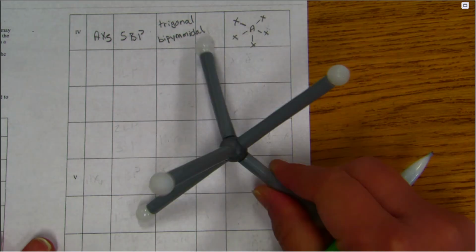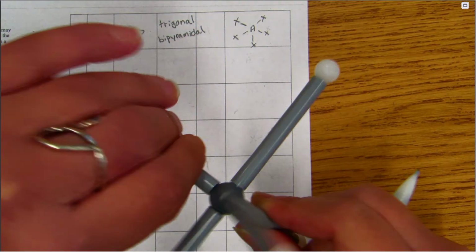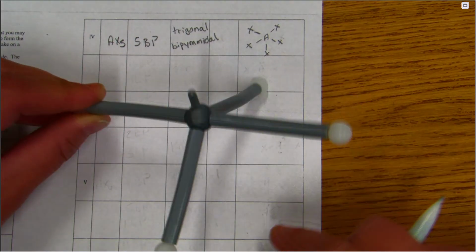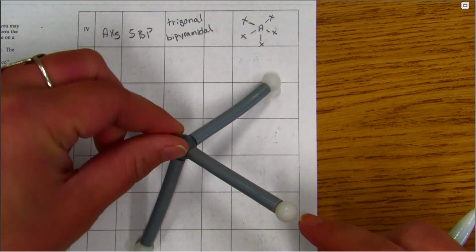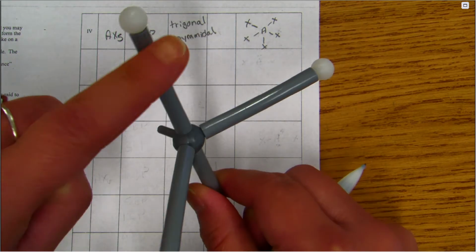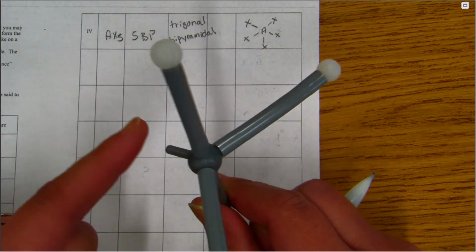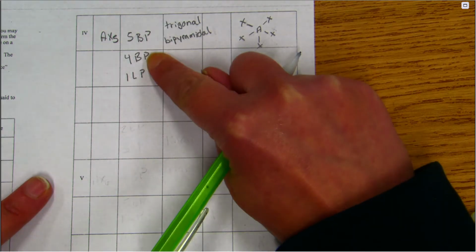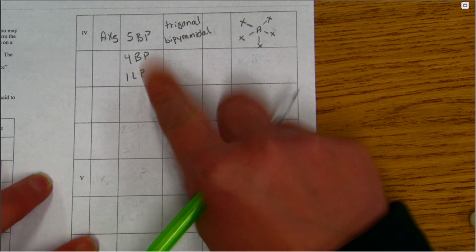Now let's say we take one of these bonding pairs away. Now I have a lone pair plus 1, 2, 3, 4 bonding pairs. So 4 bonding pairs and a lone pair. There's still five things around the central atom. 4 of them are bonds, 1 of them is a lone pair. This shape is called a seesaw. And when we draw a seesaw, it's going to look something like this on our paper.